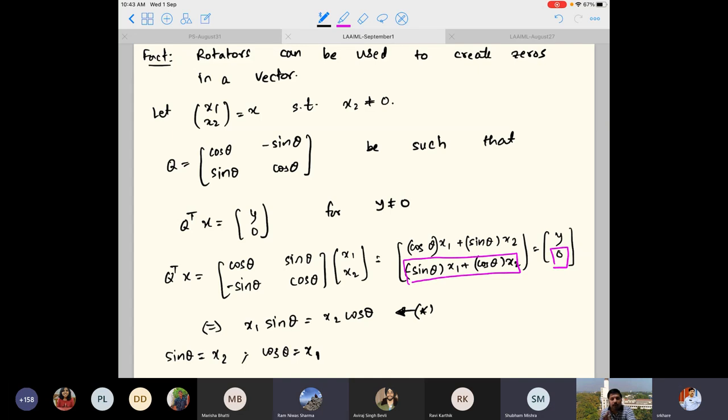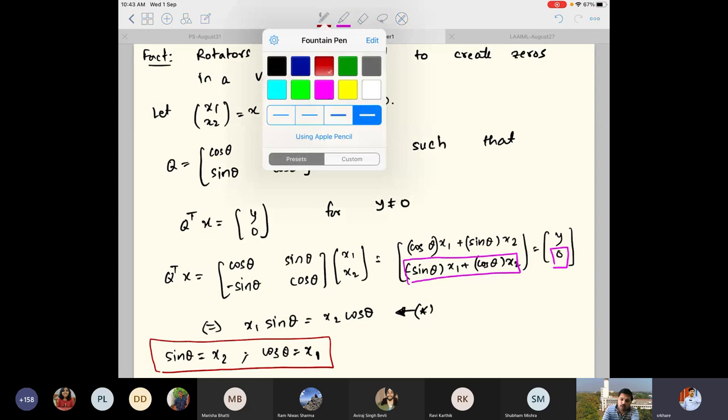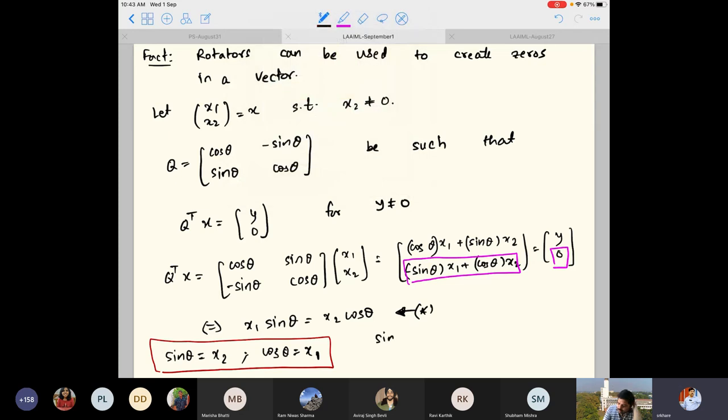Yes, it will. But are we going to be comfortable with these sin theta and cos theta values? Normalize them. Why? Because you want to make sure that cos square theta plus sin square theta is equal to 1. So you normalize them by the square root of x1 square plus x2 square. So rather than taking these values and having the issue of normalization, you take sin theta equal to x2 divided by the square root of x1 square plus x2 square, and cos theta equal to x1 divided by the square root of x1 square plus x2 square.